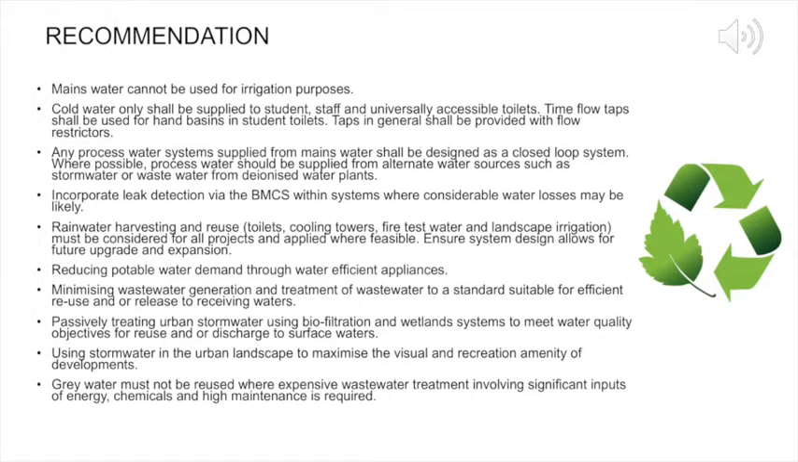Recommendations. 1. Mains water cannot be used for irrigation purposes. 2. Cold water only shall be supplied to students, staff, and universally accessible toilets. 3. Any processed water system supplied from mains water shall be designed as a closed-loop system. 4. Incorporate leak detection through the BMCS within systems where considerable water losses may be likely. 5. Rainwater harvesting and reuse must be considered for all projects and applied where feasible.